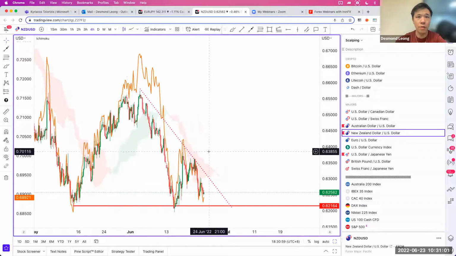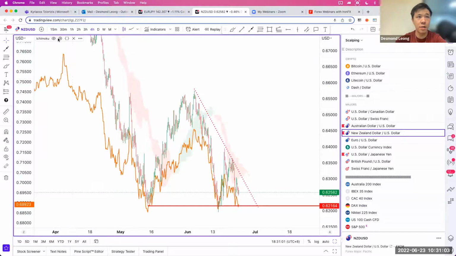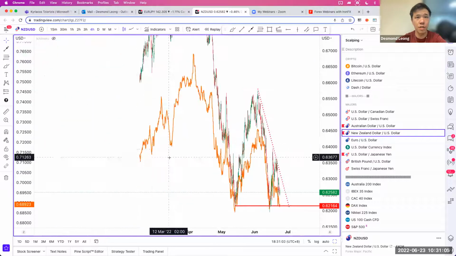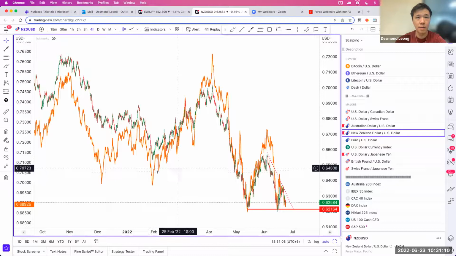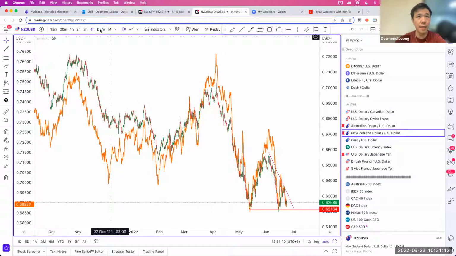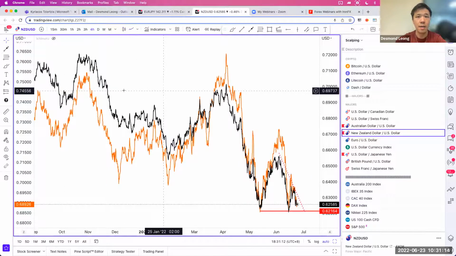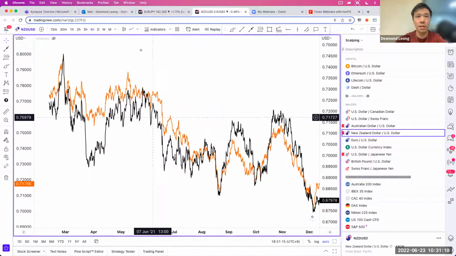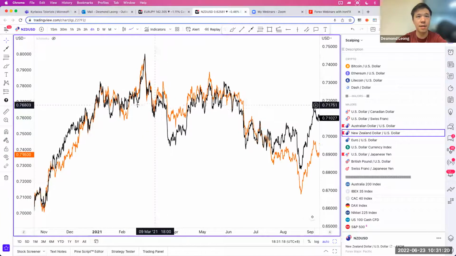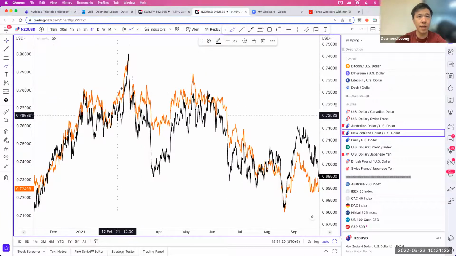Now, what do you notice? I'm just going to hide the Ichimoku. What do you notice about Australian dollar and Kiwi dollar? They tend to move in tandem. I'm just going to put this as a line. They tend to move in tandem with each other. So imagine, look at this. They are really moving in tandem.